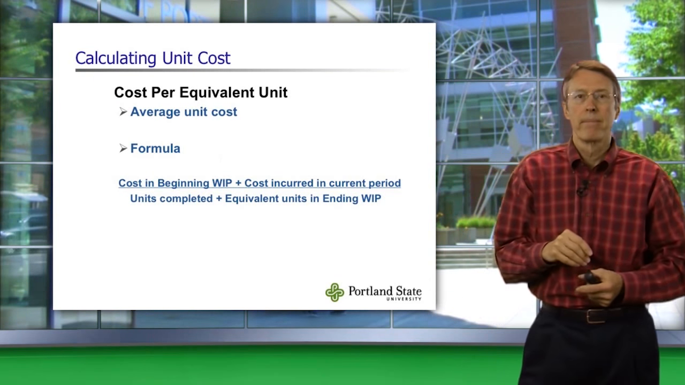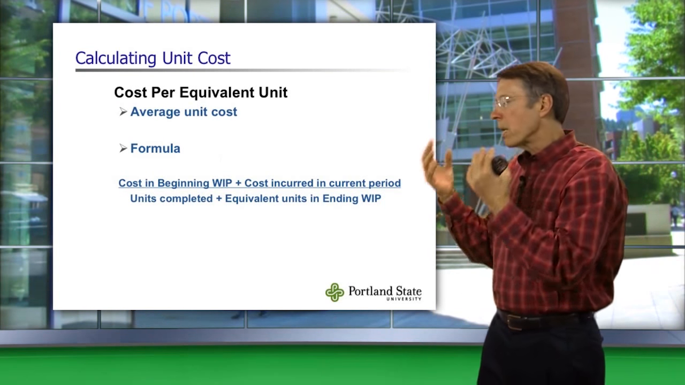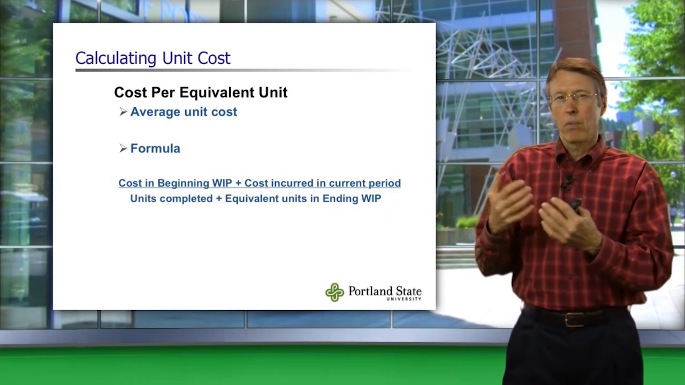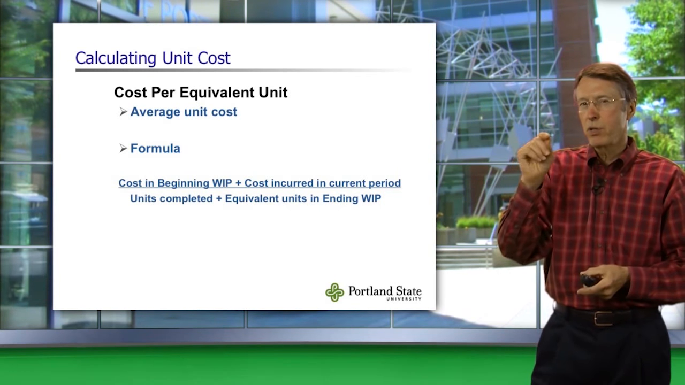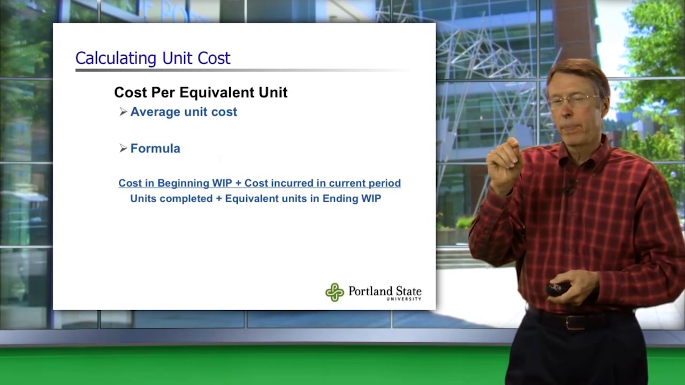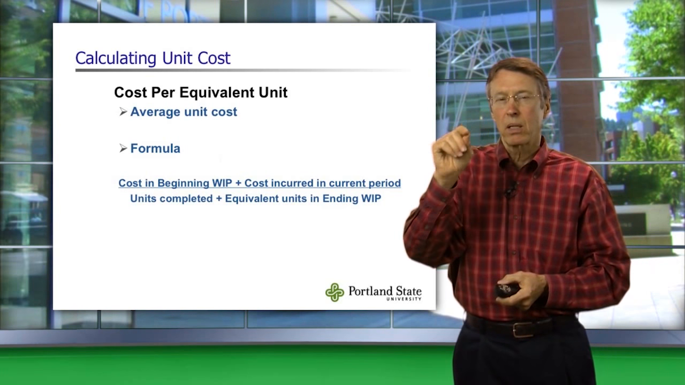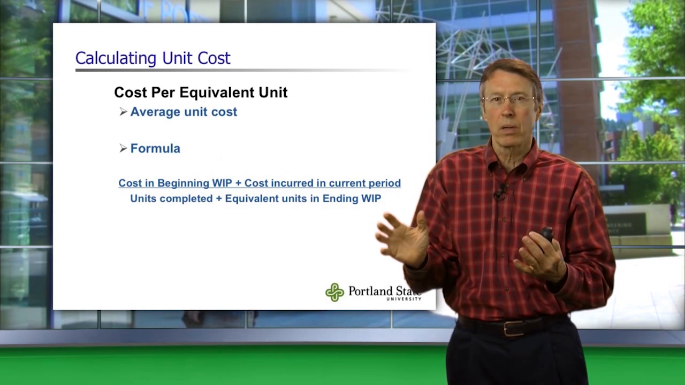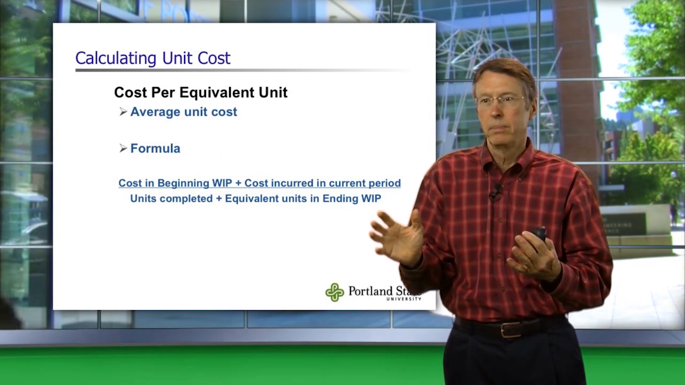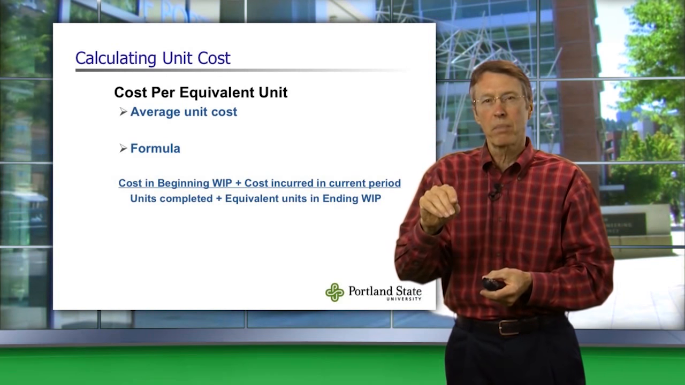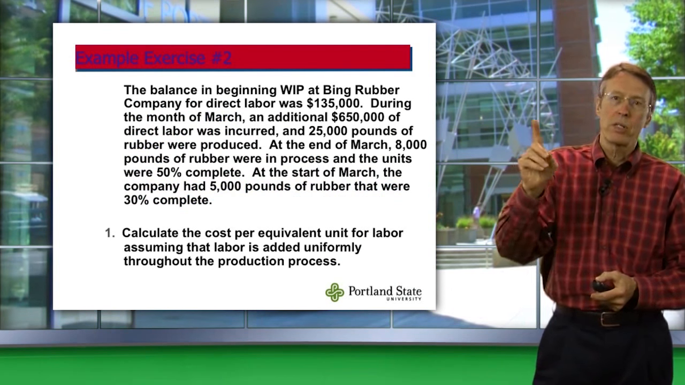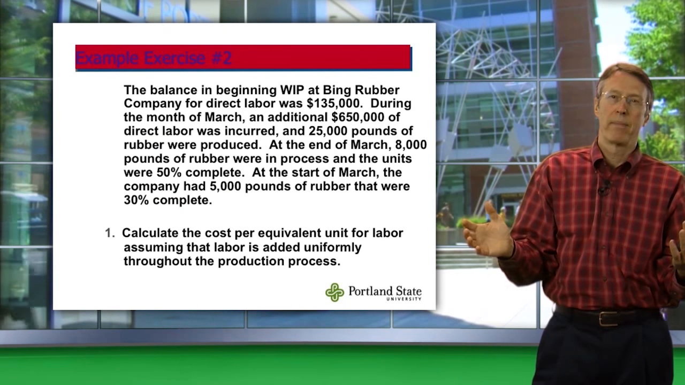We need to then think about what's the cost per equivalent unit, and we're looking for an average unit cost using a formula that states we get the cost in the beginning WIP plus the cost incurred in the current period, divided by the units completed plus the units in ending WIP. Here's an example using a rubber company.